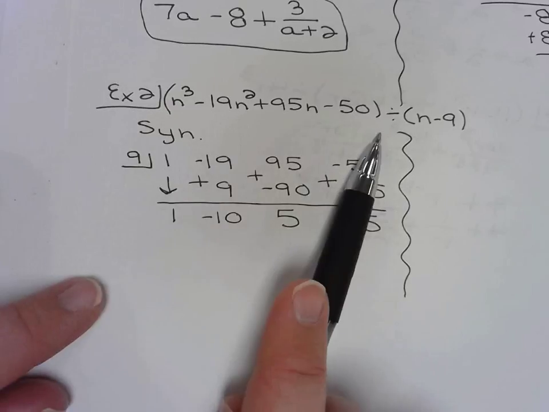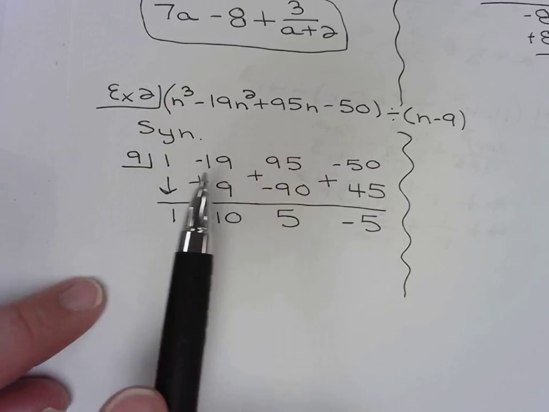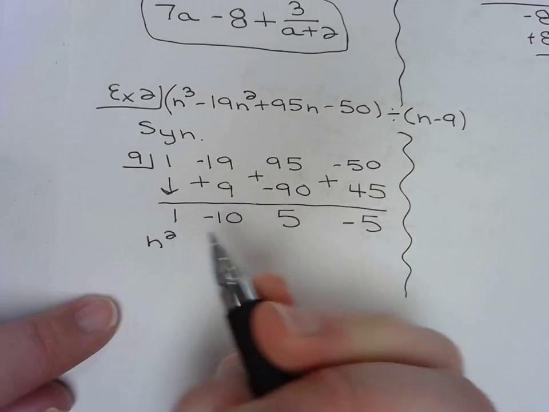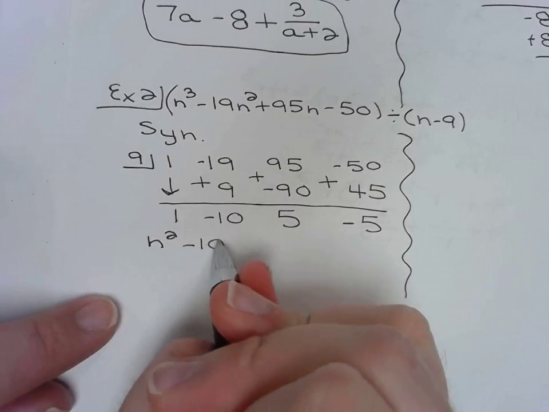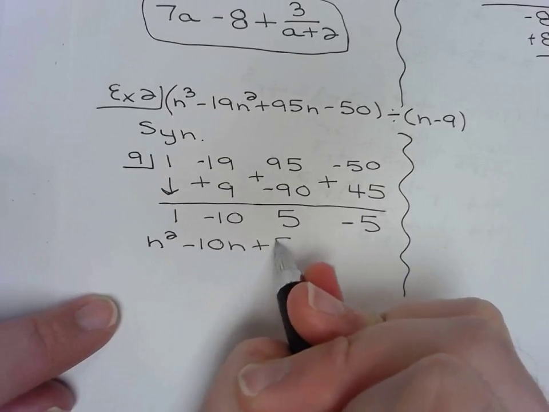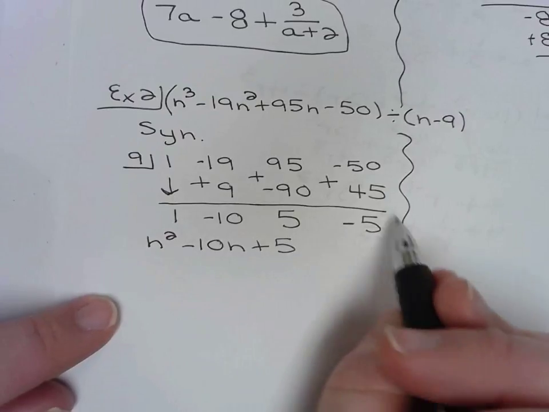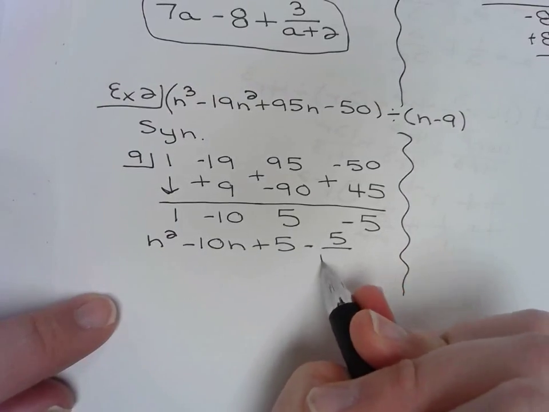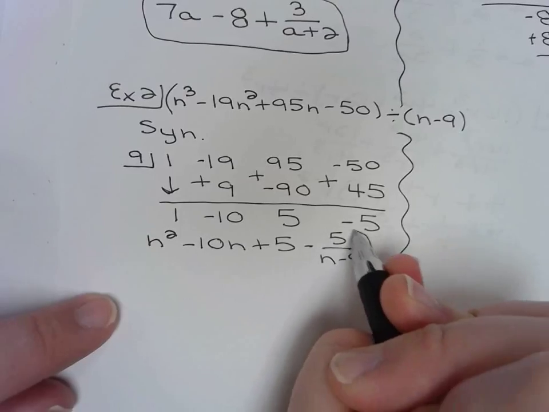The degree of the original is what? N cubed, so you start with n squared. So it's going to be 1n squared, just n squared. Then you just go down 1. Minus 10n plus 5. And then the last one is your remainder, so it goes over n minus 9.